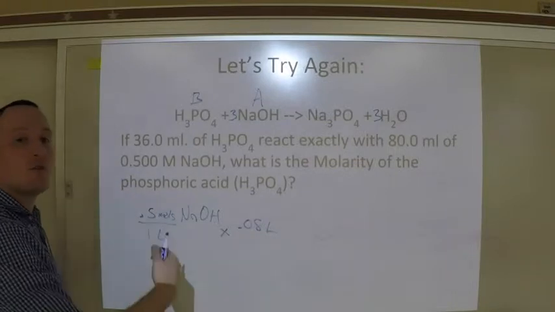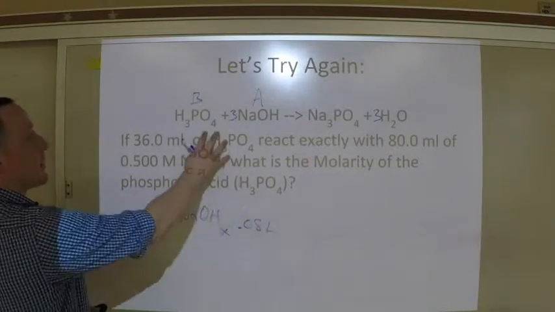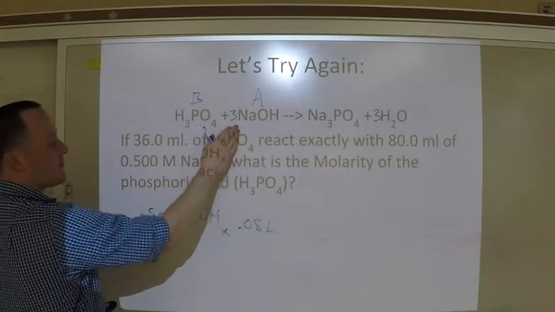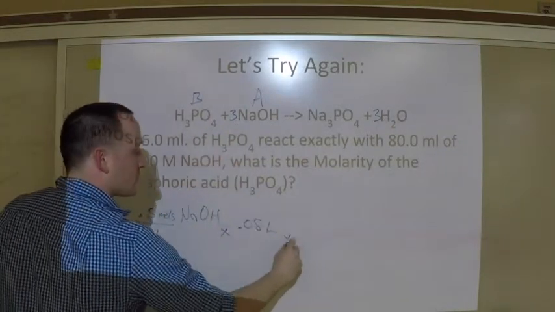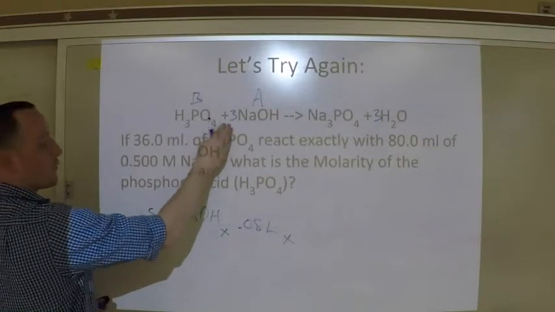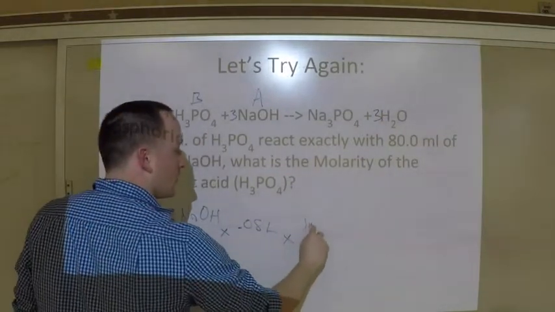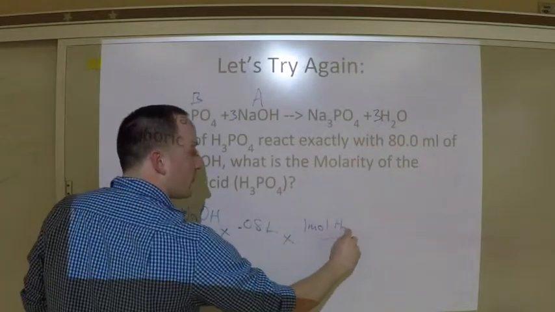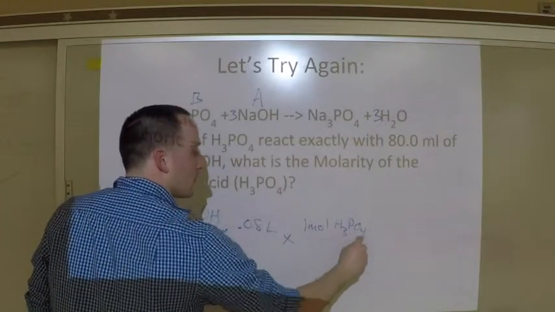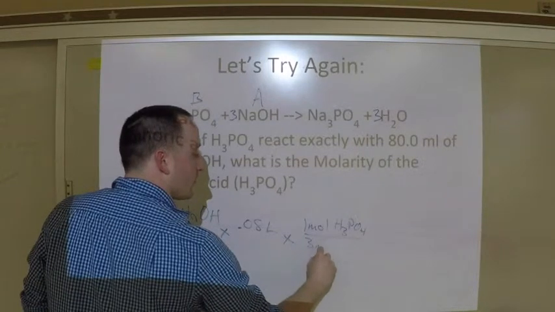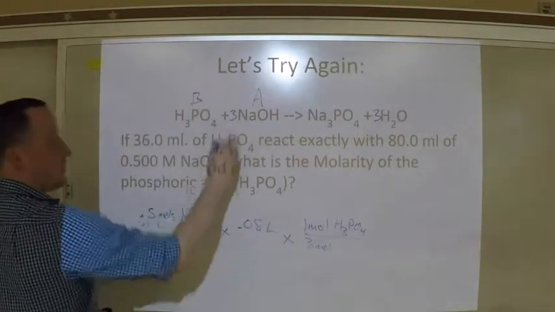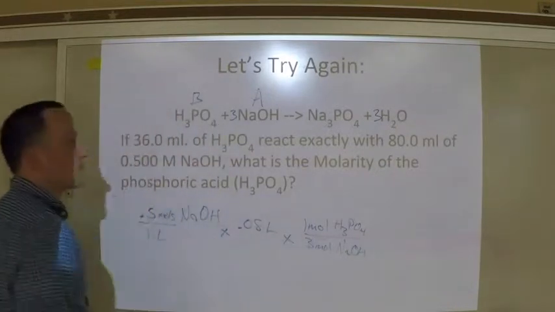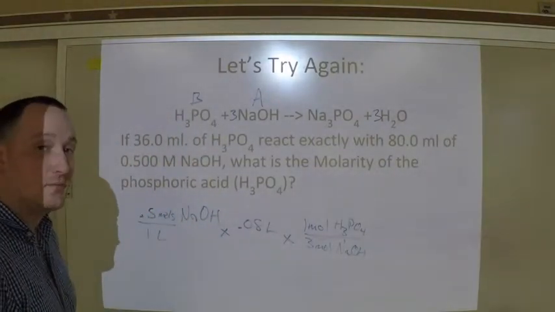Now to convert from moles of A to moles of B, I need to look at my mole ratio. Well, my mole ratio is B over A. So now I'm going to multiply by 1 over 3. So I have 1 mole of H3PO4 for every 3 moles of NaOH. This will get me to moles of B.